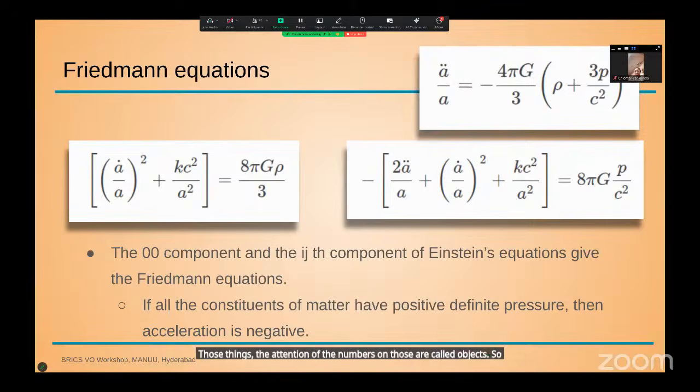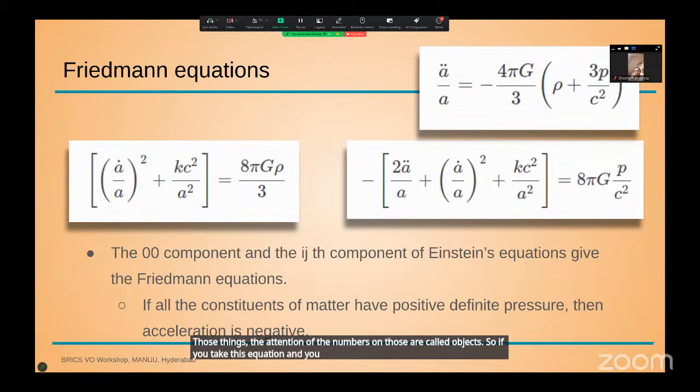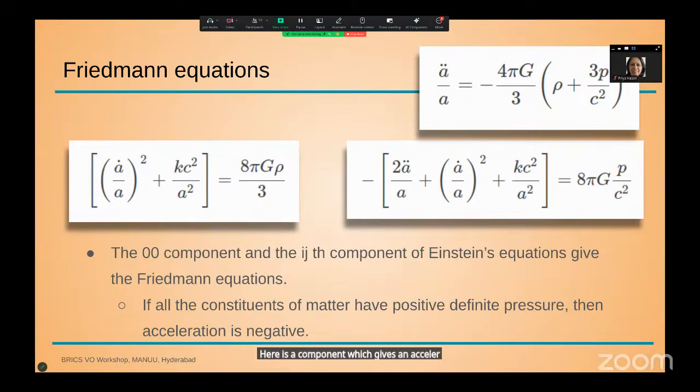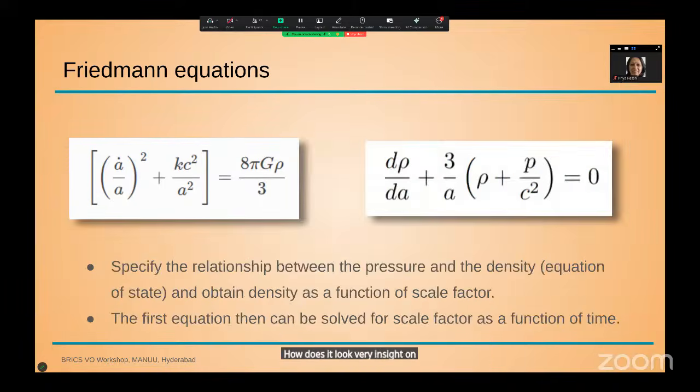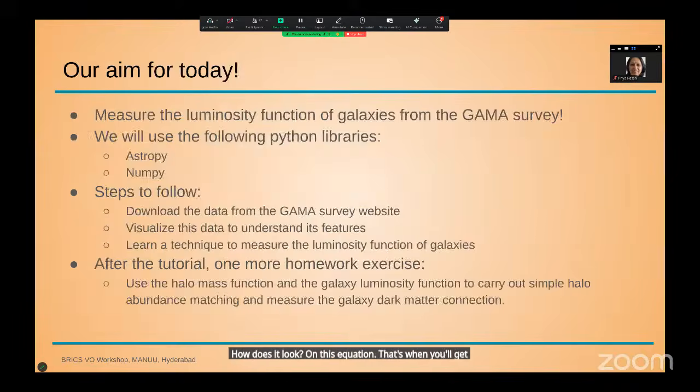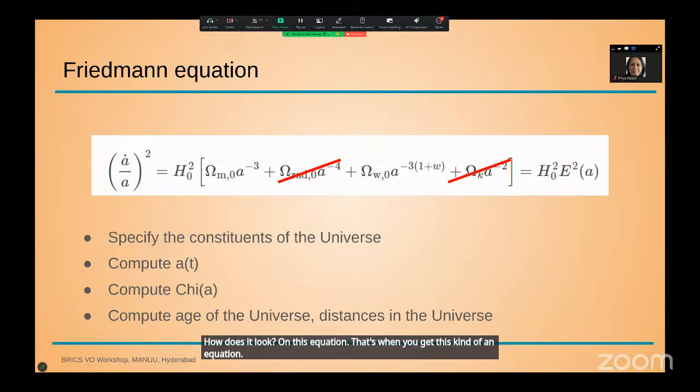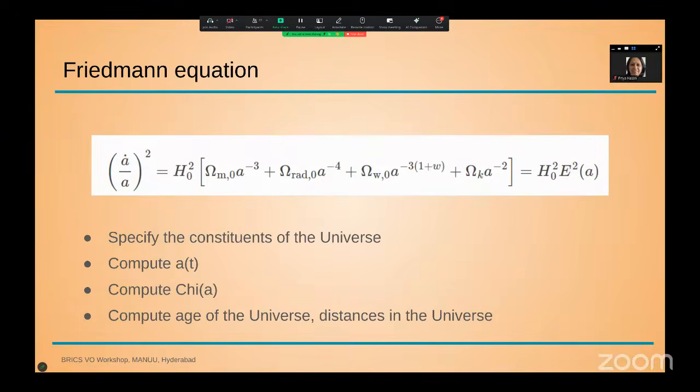If you take this equation, instead of rho, you say that there are many different components of the universe. Some is radiation, some is matter, some is this weird component which gives an acceleration. So all these are possibilities. You put them all together as the right hand side of this equation, and that's when you get this kind of an equation here. This omega m is nothing but the matter density divided by the critical density.